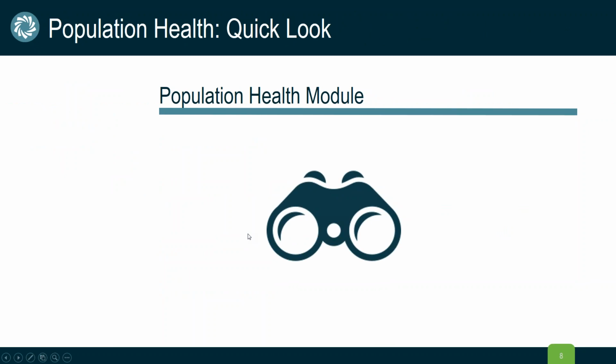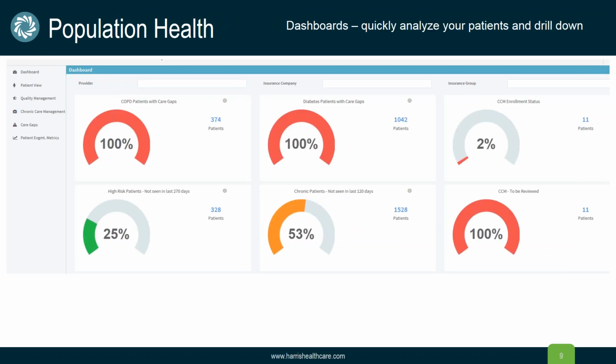So now that we've discussed the concepts of what should be in a population health software, let's take a look at what that might look like. First, you'd want a high-level view that's customizable so you can skim very quickly to determine which subset of patients you need to focus on.